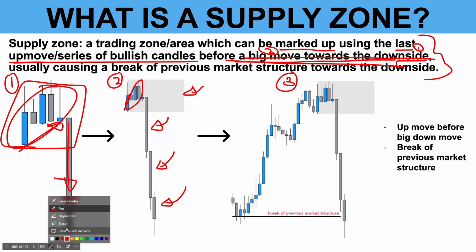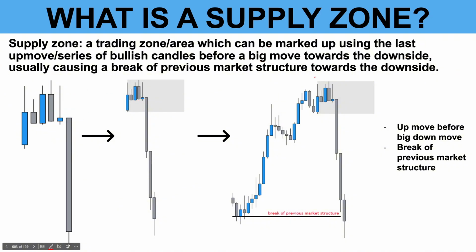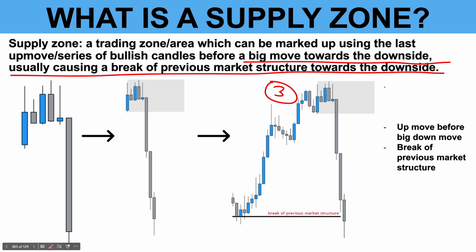So let's just delete everything on the screen, make everything clear. So step 3 is about break of structures, right? You've probably heard this on the channel before, but in case you haven't or you're new to SMC trading, the big move towards the downside will usually cause a previous break of market structure towards the downside. So what does that mean? That means this massive move that we had over here, right? Which is again the same thing over here in this third diagram. This massive move towards the downside is usually going to cause a break of previous market structure.